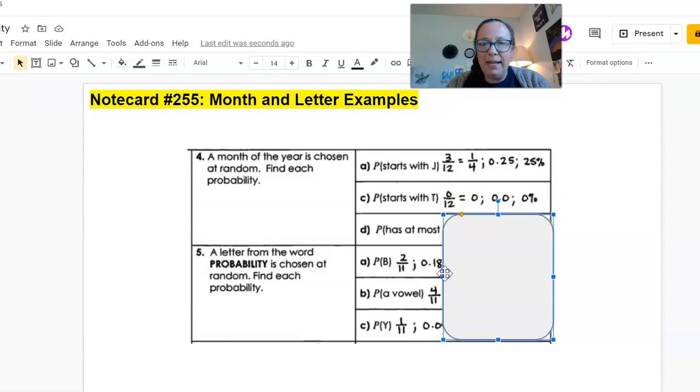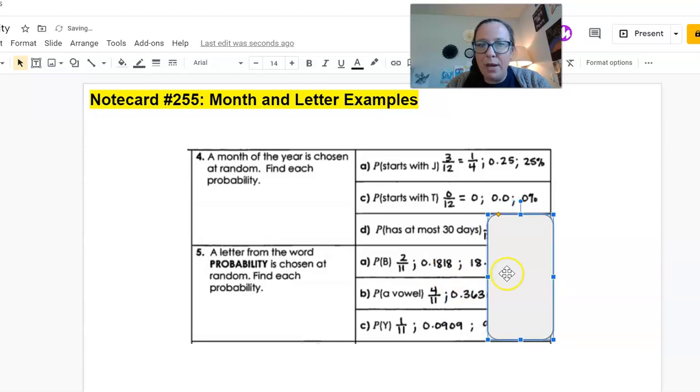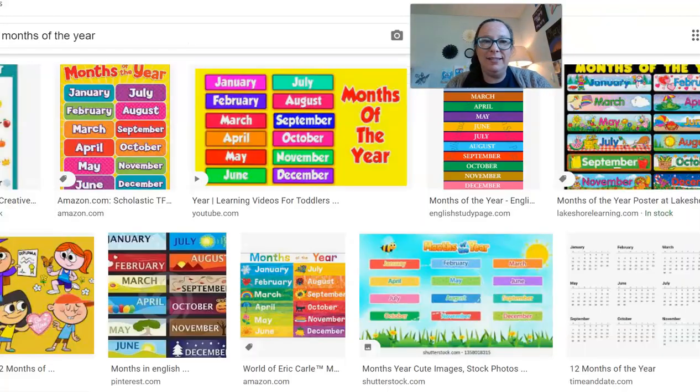What is the probability, let's see, that the month that we pick has at most 30 days? At most 30 days. All right.